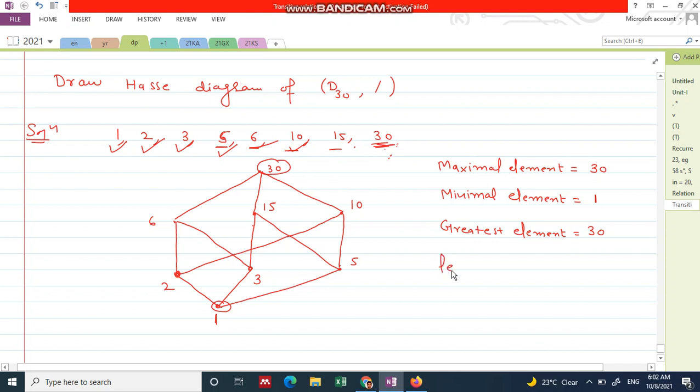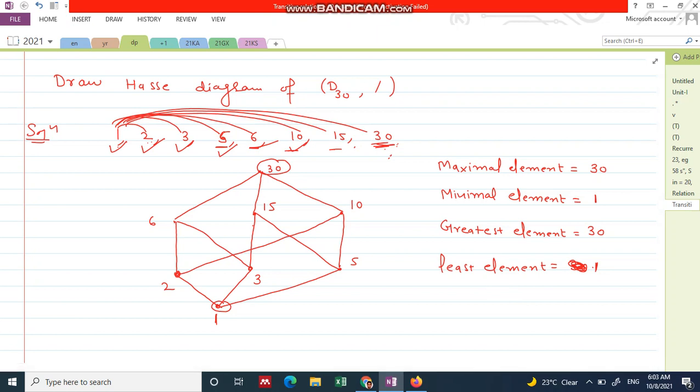Now the least element is that element which is in relation with all other elements. So you see that 1 divides 2, 1 divides 3, 1 divides 5, 1 divides 6, 1 divides 10, 1 divides 15, 1 divides 30. So here the least element is 1. In this example, the maximal element, minimal element, greatest element, and least element coincide. I mean to say that the maximal element is equal to the greatest element in this case, and the minimal element is equal to the least element.